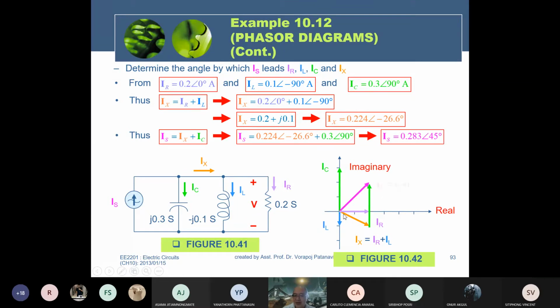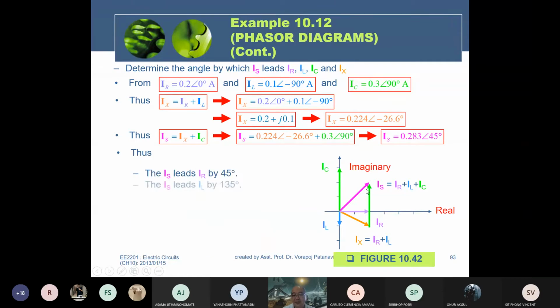Shift there, from here. You connect one vector to another vector. You can use the head-to-tail method, connect them and plot them. IS equals IR plus IL plus IC for this case.